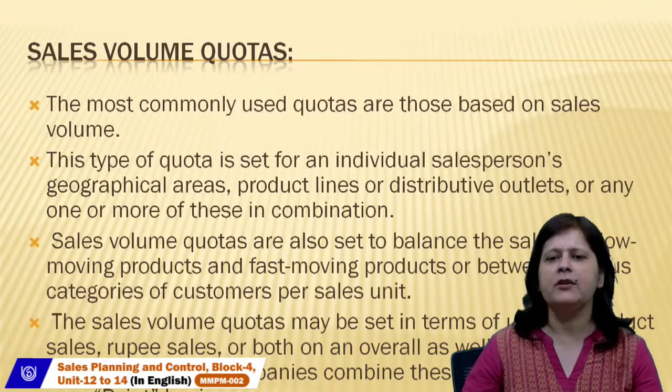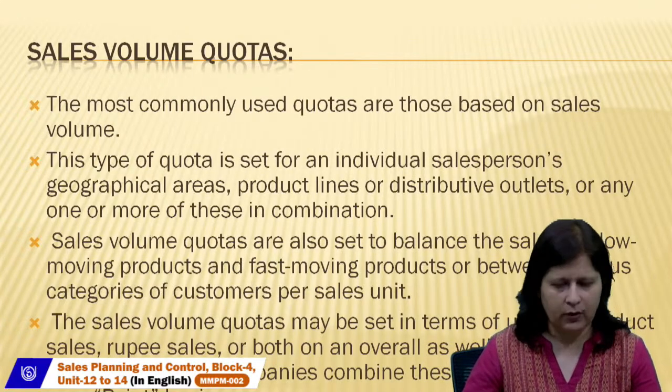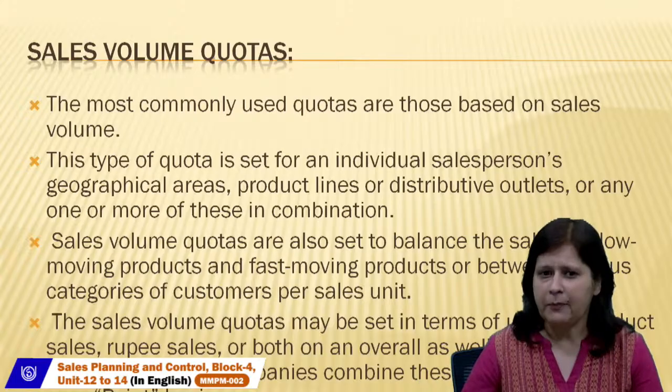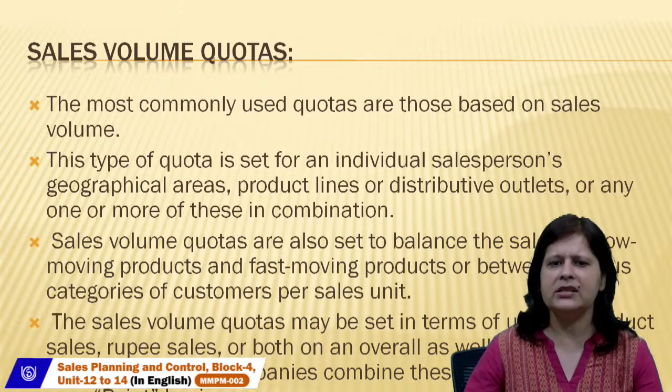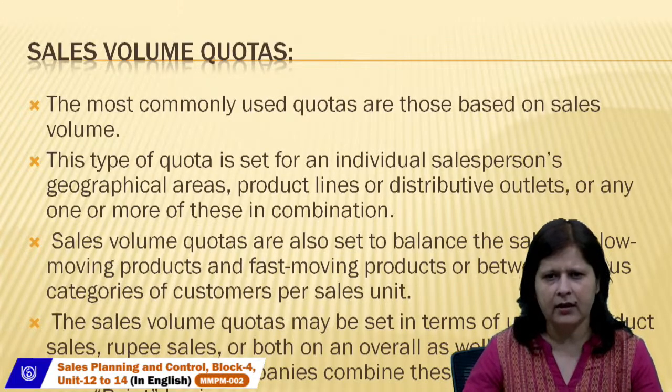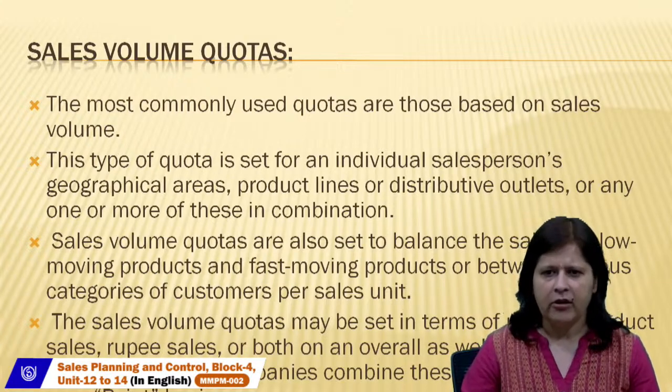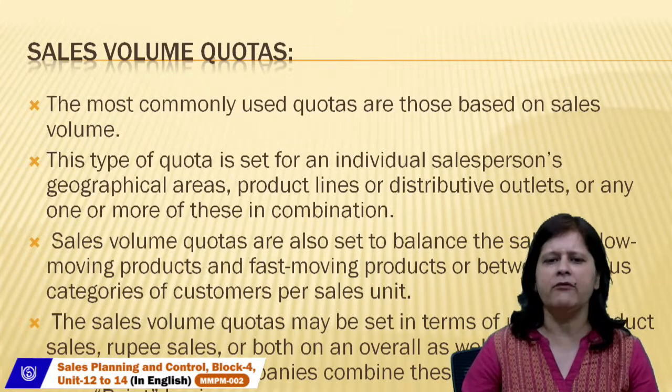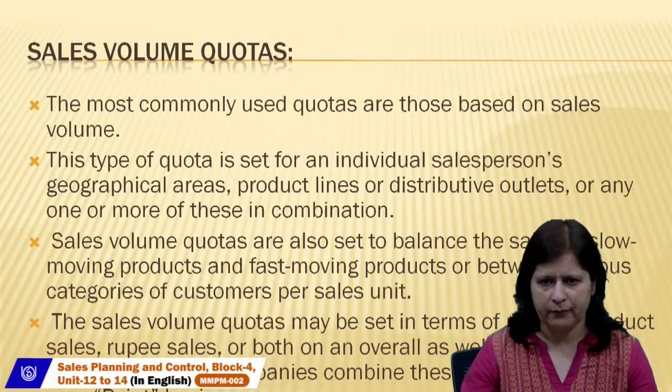The most commonly used quotas are based on the sales volume, right? The type of quota is set for an individual salesperson's geographical area, product line, or distributive outlet, or any one of these in combination, right?